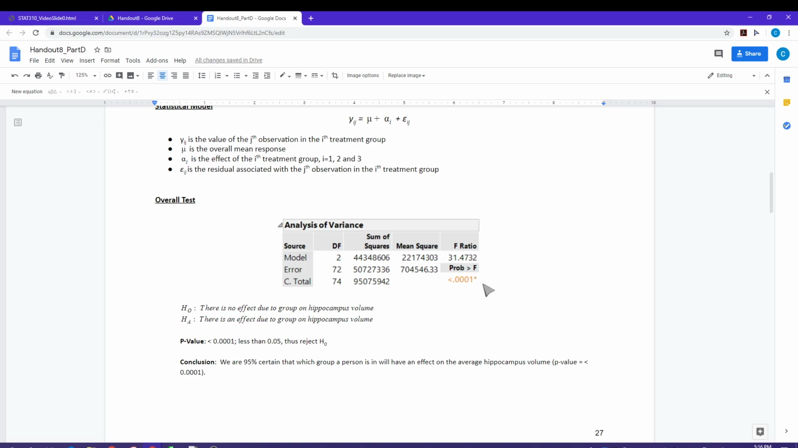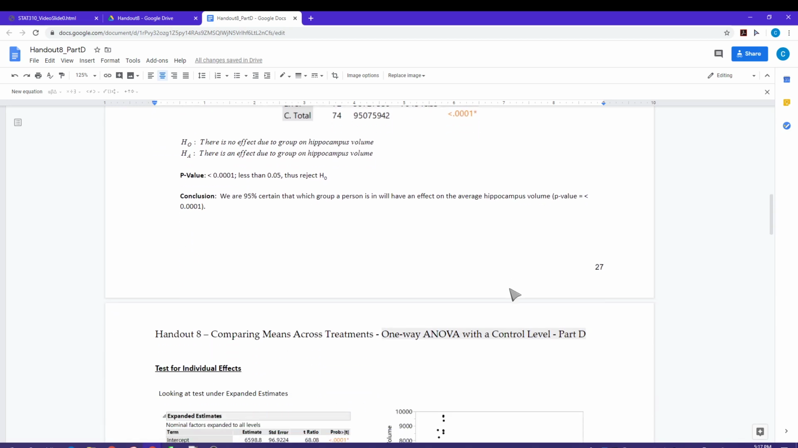The p-value is going to be the one down here in the lower right-hand corner given by prob F there. And that's less than 0.05. So I know that these groups have some effect on the average hippocampus volume. Again, that overall test just gives a kind of a higher up perspective. It doesn't really go into any details. It just says that at least one of these groups is having an effect on the hippocampus volume. So let's go consider the individual effects.